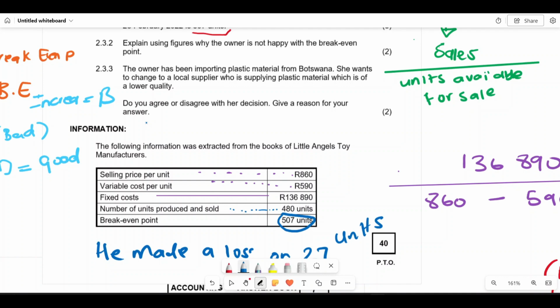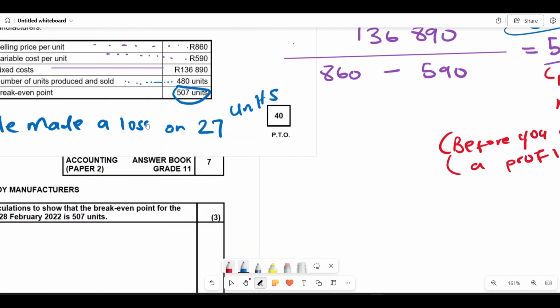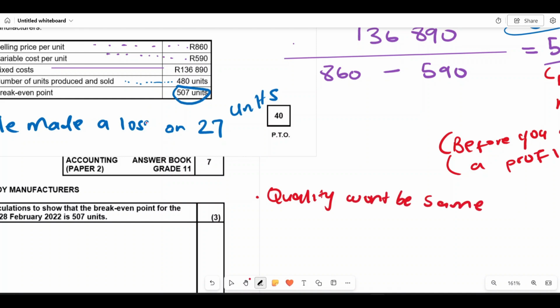Now, this would have been a great thing if the owner was sourcing locally, because costs such as import duties and delivery fees would be lower. But if now she wants to supply a lower quality, she may lose her customers, right? So basically, my personal opinion, I do not agree with the decision. The reason being is that it is going to affect the quality, so the quality won't be the same. And do you think she would still retain her customers if the quality is not the same? So this may lead to loss of customers.